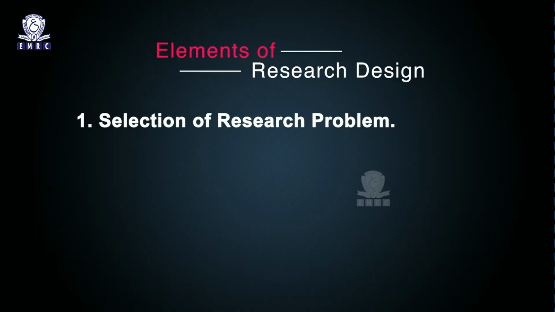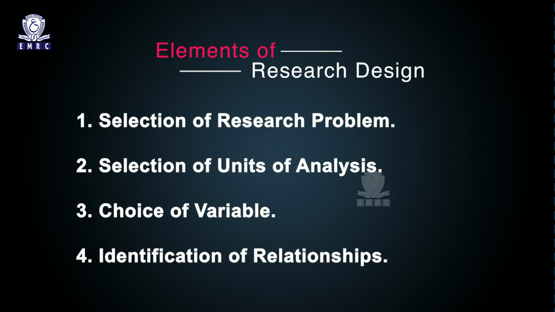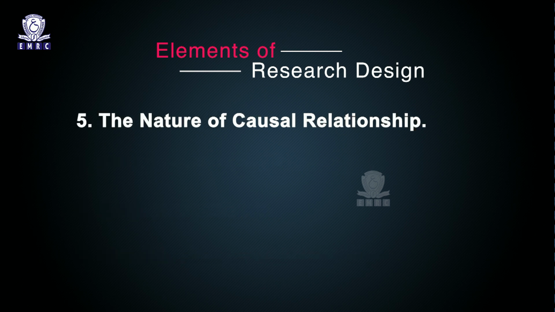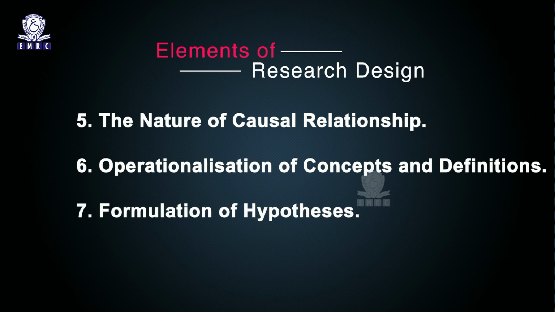Now, we will understand what are the elements of research design. There are various elements. The first one, it is a selection of research problem. Second one, selection of units of analysis. Third, choice of variable. Fourth, identification of relationships. Fifth, the nature of causal relationships. Sixth, operationalization of concepts and definitions. Seventh, formulation of hypothesis. Now, we will understand each one.